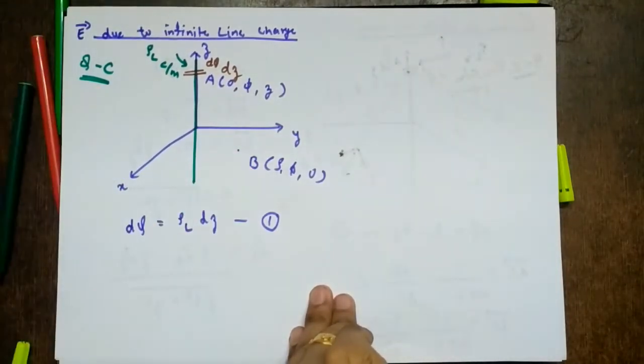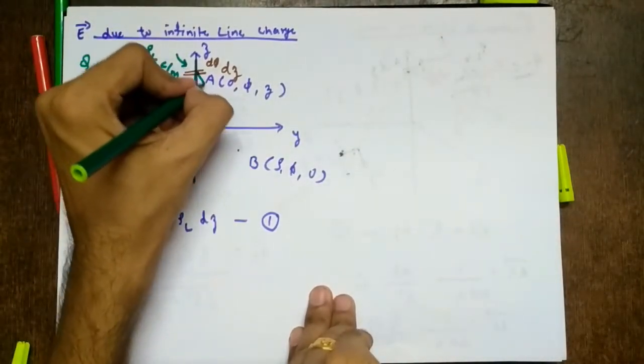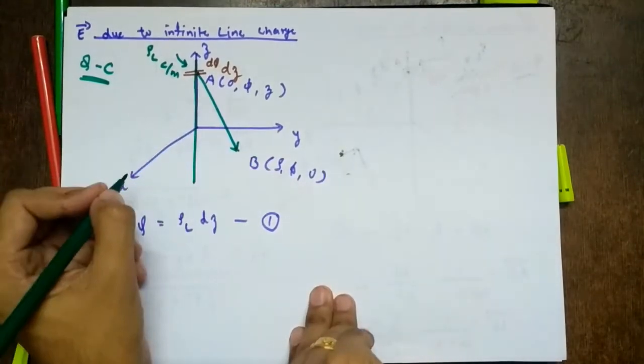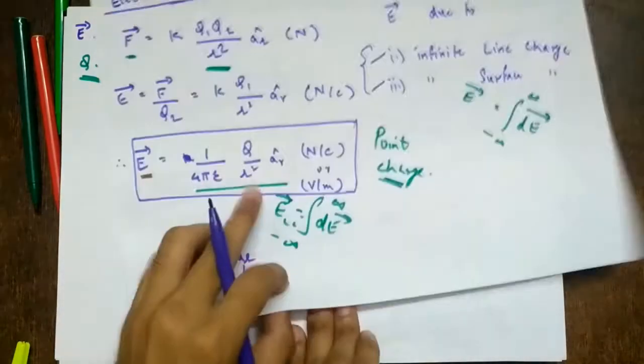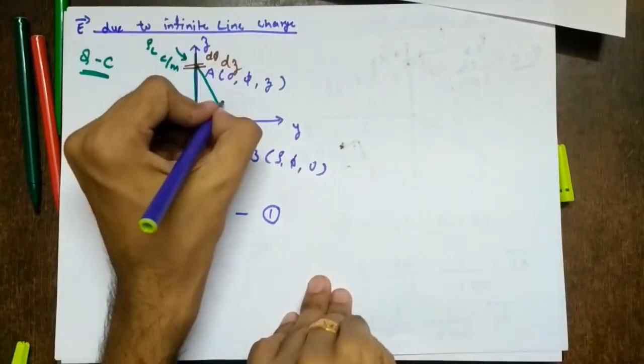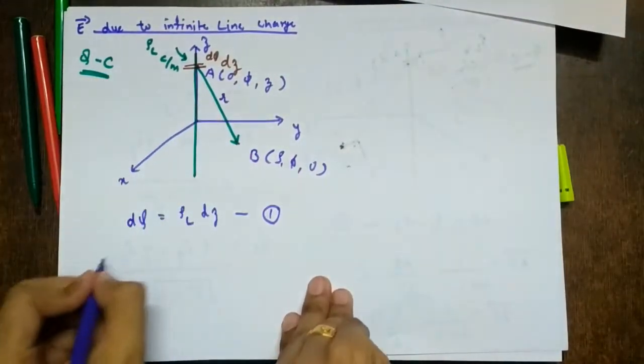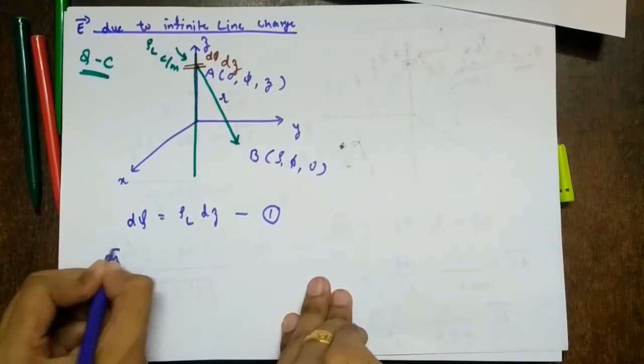So what do we have to find at this point? We have seen in Coulomb's law, we have to find the field at this point. So the vector will point here. Right? So what do we have to find? AB vector. You know we get an r square term. So this distance is r. So for r we require AB vector. So let's find AB vector.